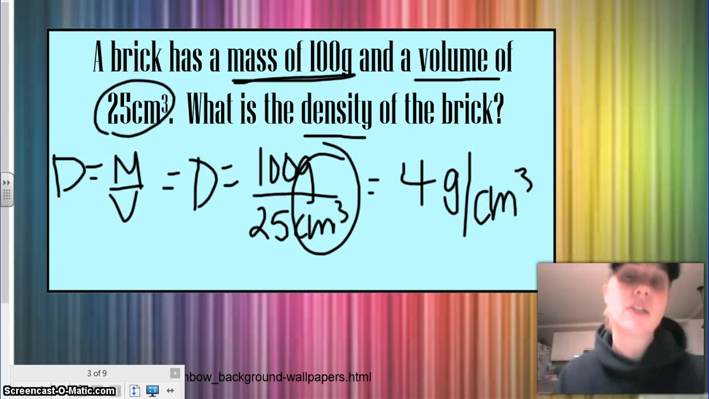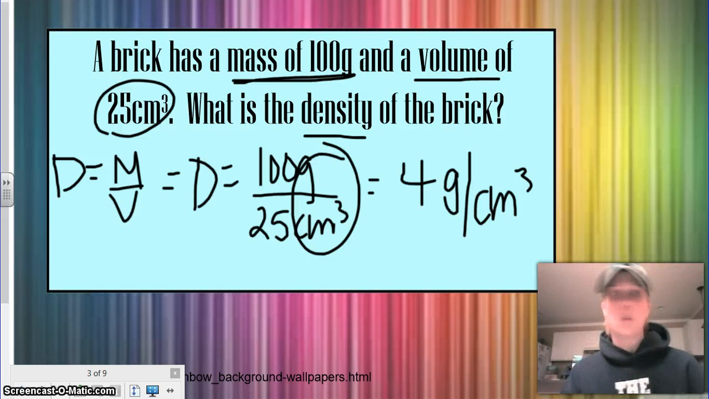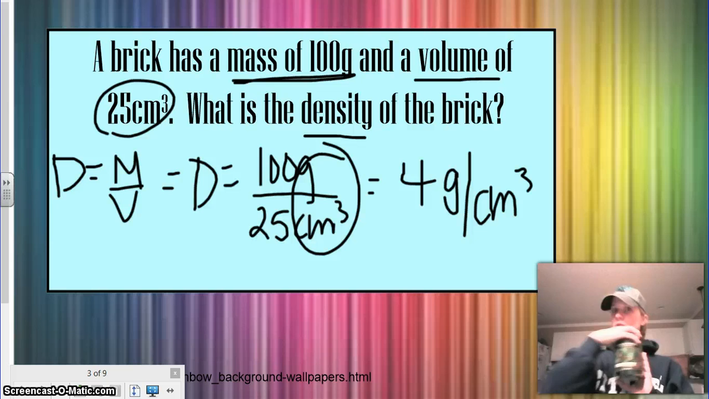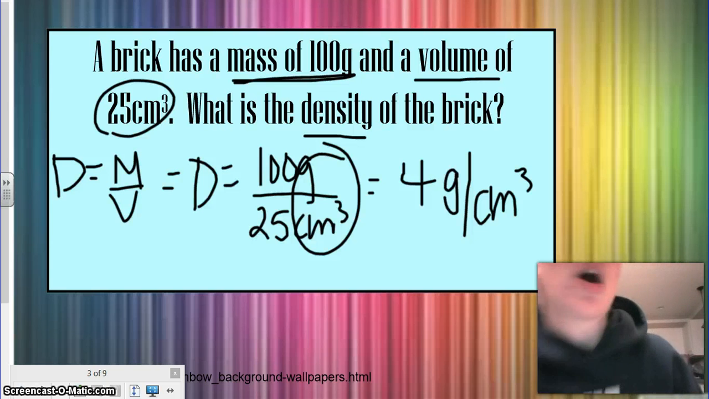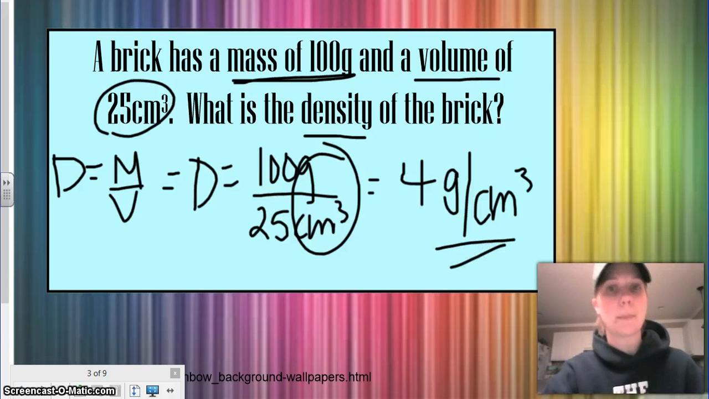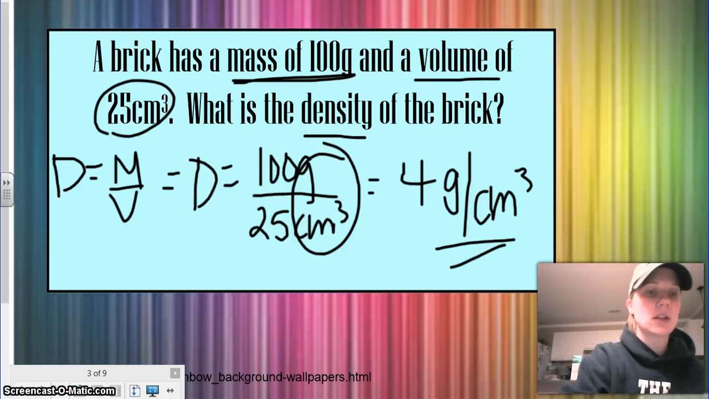You must have a unit on it. Don't just put 4. 4 tells us nothing. 4 of what? 4 calculators, 4 pens, 4 candles? What are we talking about? 4 of what? So this tells me density. All right, so let's look at the next one.